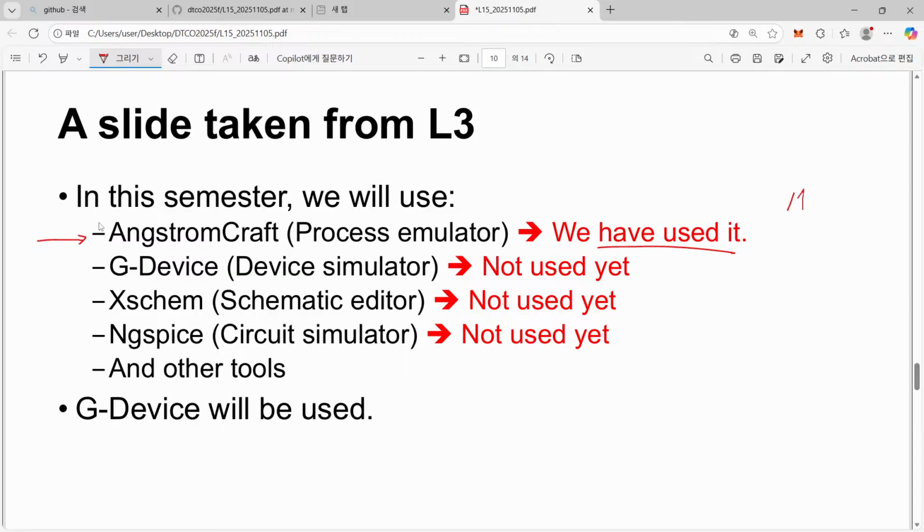We must do middle end of line emulation. Also, we have to do the back end of line emulation. Of course, I'm not saying that we can go to metal 10 or something, but anyway, we can go to the first few metal lines from this kind of job.